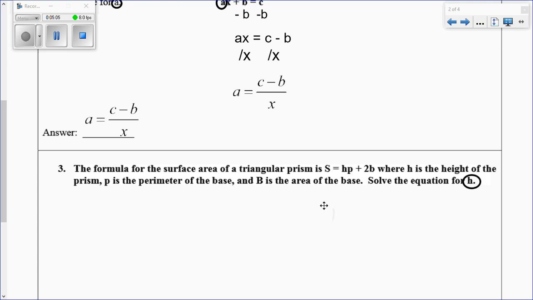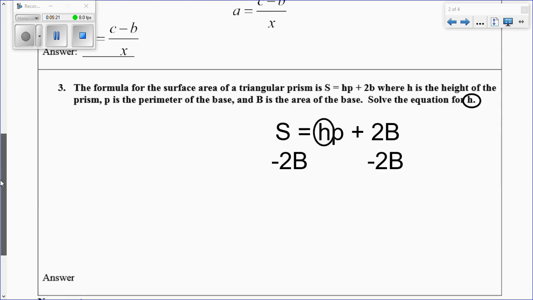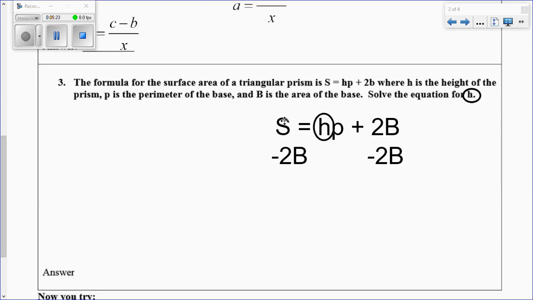So your goal is to get this h by itself. Well, what's happening to the h? It's being multiplied with p, and you're adding 2b to it. So you must undo this plus 2b first. So I subtract 2b from both sides. So that's going to give me s minus 2b. I think I flipped the equation, no reason, I just felt like it. So s minus 2b is equal to the hp.